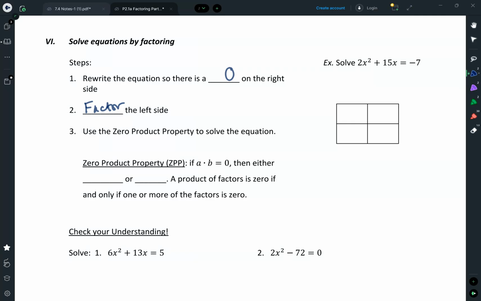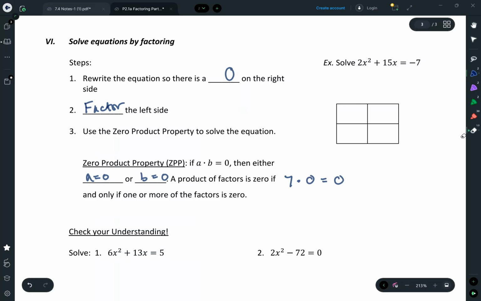Zero product property is when we multiply two things and get 0, then either A needed to be equal to 0 or B was equal to 0. One of the two things had to be a 0 to start with. A product of factors is 0 if and only if one of the factors is 0. So what they're saying is if I multiply 7 by something and I get 0, it had to be a 0, right? That's the only way to get 0 is to multiply by 0.